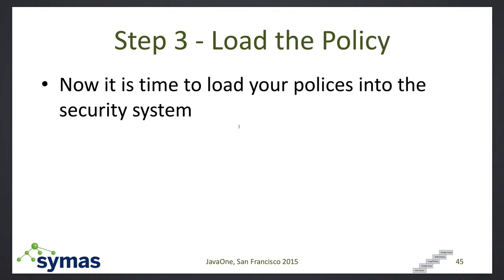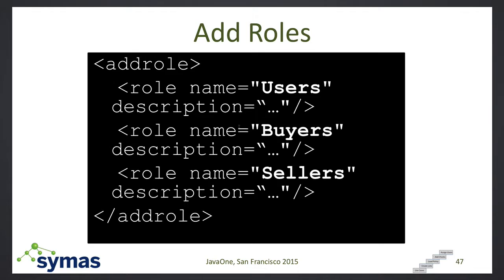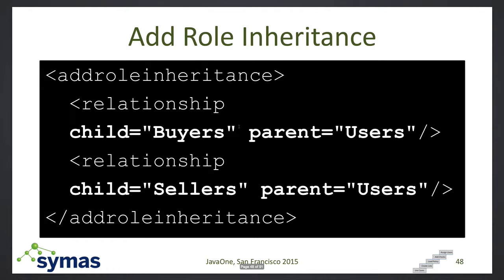We're going to load the policy, and that is to hand that list that was created before to the security team, and they're going to convert it into the particular syntax applied within your particular organization. Here, we're going to follow the Apache Fortress RBAC policy loading syntax. We start out with roles. We're just going to wrap it in a flat XML structure, and it really is just the list with XML. And role inheritance, same thing. We're just wrapping the list we created on the previous step in XML.